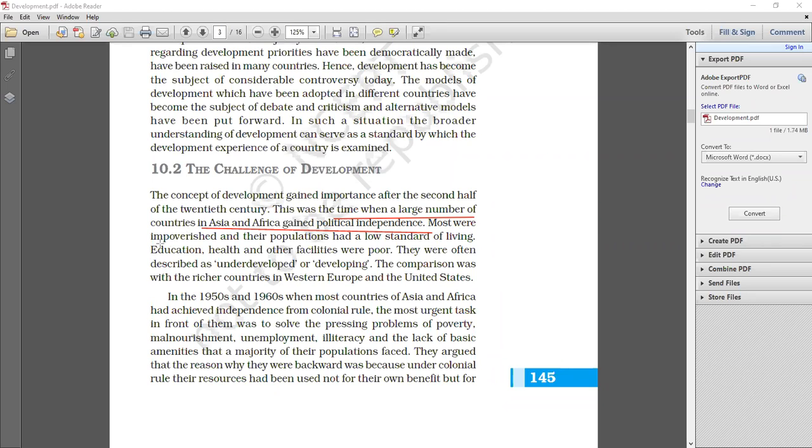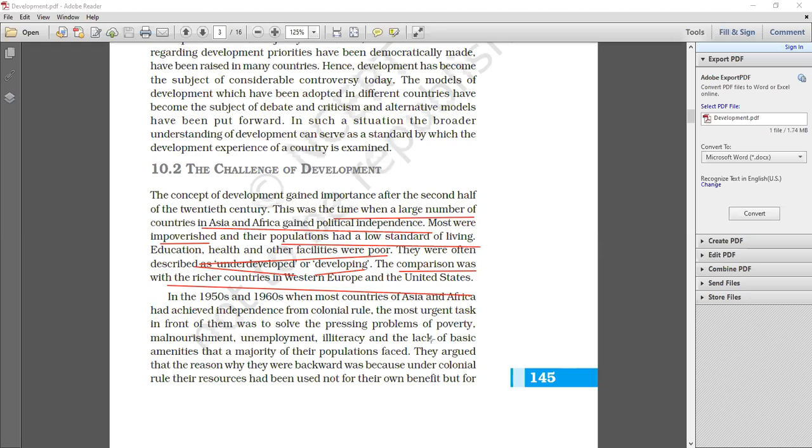Most were impoverished. Okay, बहुत ज़्यादा poor थे, ठीक है, and their population had a low standard of living. Education, health, and other facilities were poor. They were often described as underdeveloped or developing. The comparison was with the richer countries in Western Europe and the United States. Now, most of the countries after their independence were impoverished. Their population had a very low standard of living. They didn't have good education facilities, health facilities, or basic amenities.